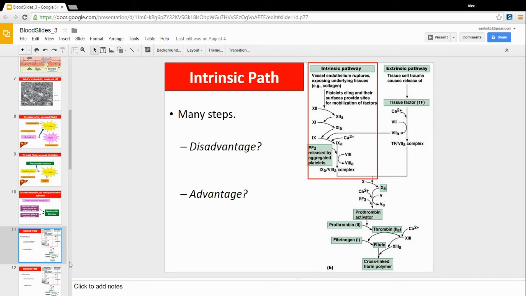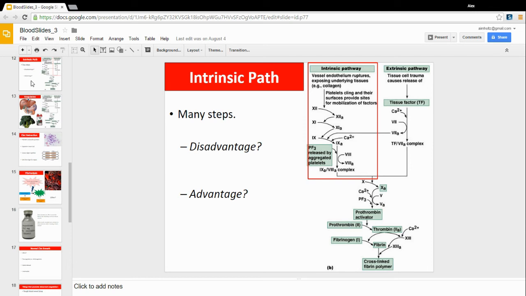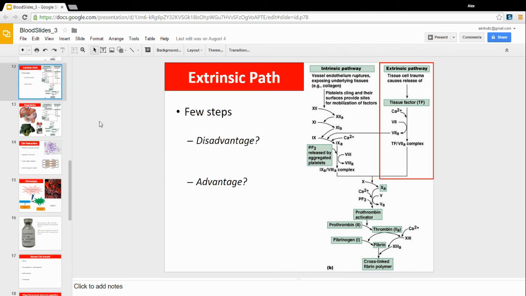All right. What about the extrinsic path? The extrinsic path, we now see it in the rectangle on the right. And the extrinsic path is going to have fewer steps. Thus, the advantage is it's going to be faster. But with fewer steps, you're not going to be able to have as much amplification. You cannot make as much. So these two pathways work together pretty nicely to make the PTA, almost immediately and eventually in large amounts, which is what we need.